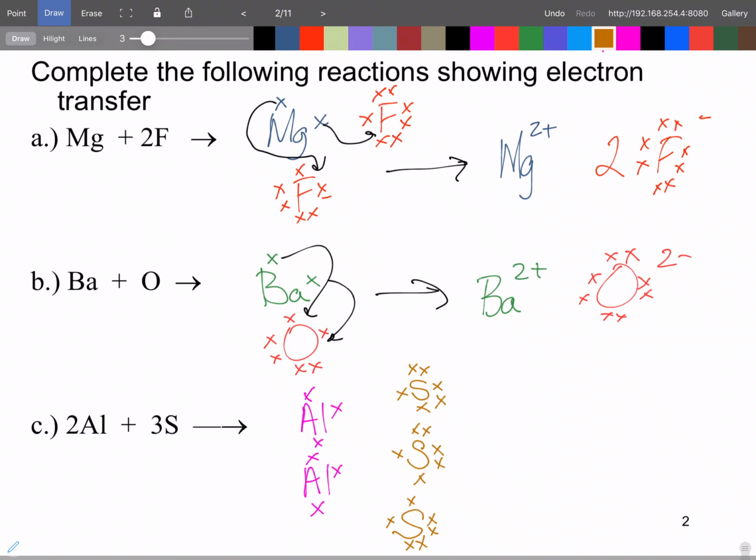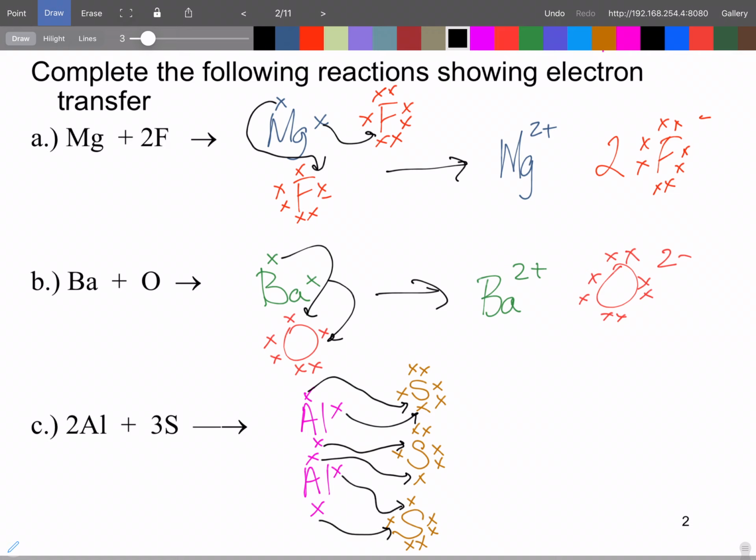Okay, so again, on this one, you're going to have a transfer of electrons. You'll transfer 1 electron here, 1 electron here, 1 electron here, 1 electron here, 1 electron here, and 1 electron here. So the net effect is we end up with 2 aluminums that are 3+, and 3 sulfurs that have complete octets, so they're 2-.